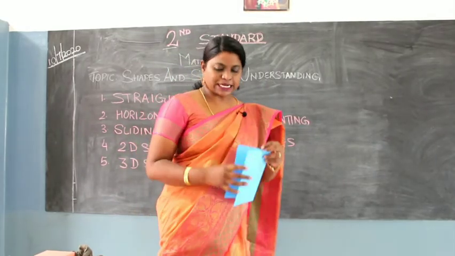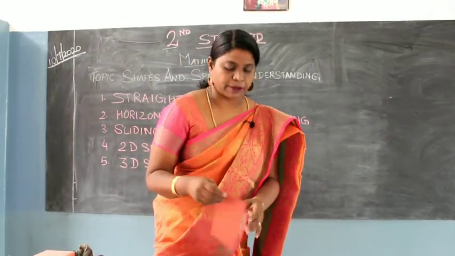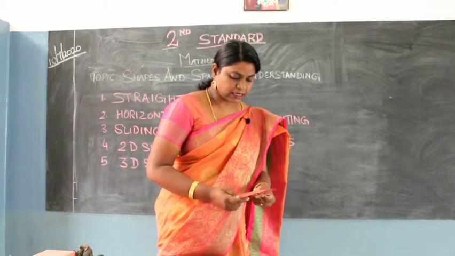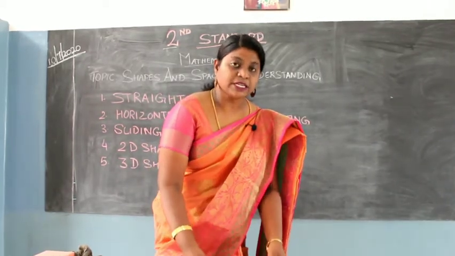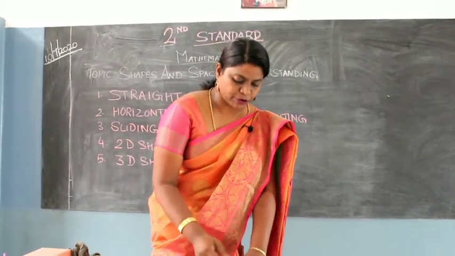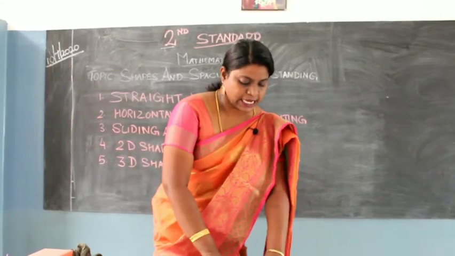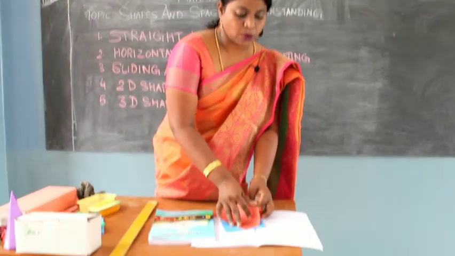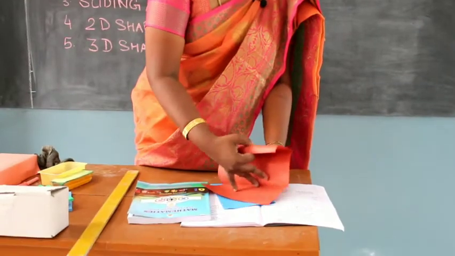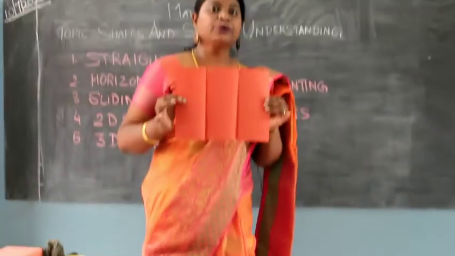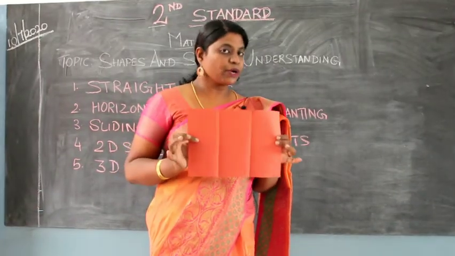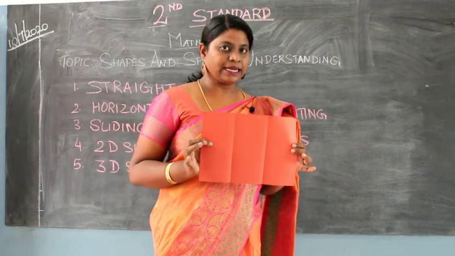Okay, let's do it a little differently. We are going to take another paper and fold it into 3. I have already done it and kept it for you, but still I'll show you. We can take it and fold it into 3. Now when I open this, see what you got. You got 2 straight lines. So now you understand what a straight line is, right?